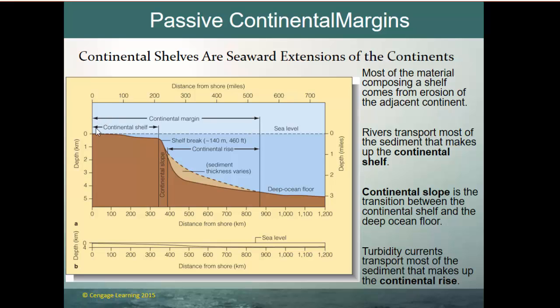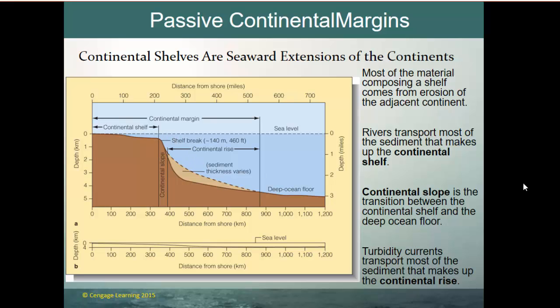So I said our continental shelves and our continental margins are really seaward extensions of the continents. Most of the material composing a shelf comes from the erosion of the adjacent continent. So here's our adjacent continent, and most of this material is all some type of sediment.